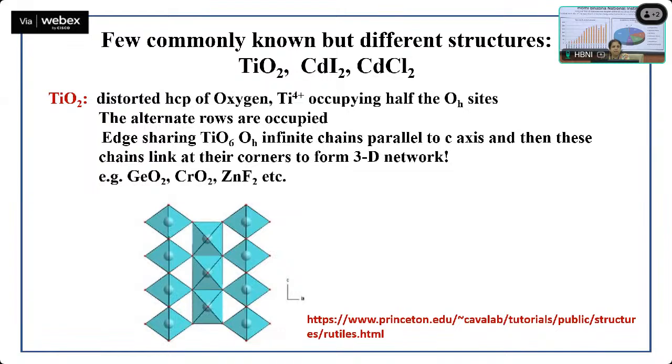How do we define its structure? It is a distorted hexagonal close packing of oxygen. That is, HCP is not regular now. It is somewhat distorted, and oxide ions are forming it. Titanium is half the number of anions. That means octahedral holes are equivalent to the number of anions. So half of the octahedral sites are occupied by titanium, and alternate rows are occupied. So in terms of edge sharing octahedra, it is edge sharing infinite TiO6. It looks like infinite chains that are parallel to the c axis.